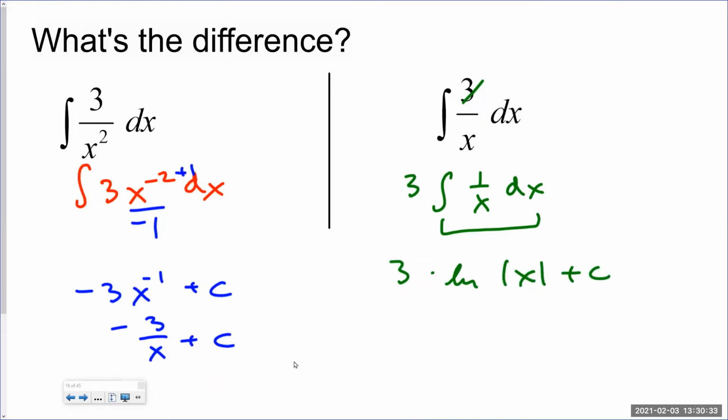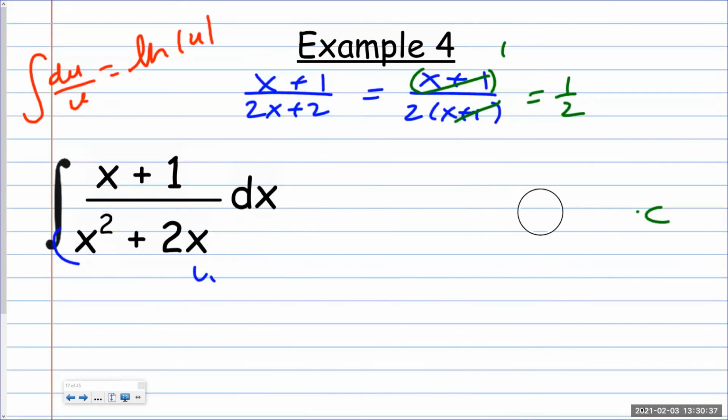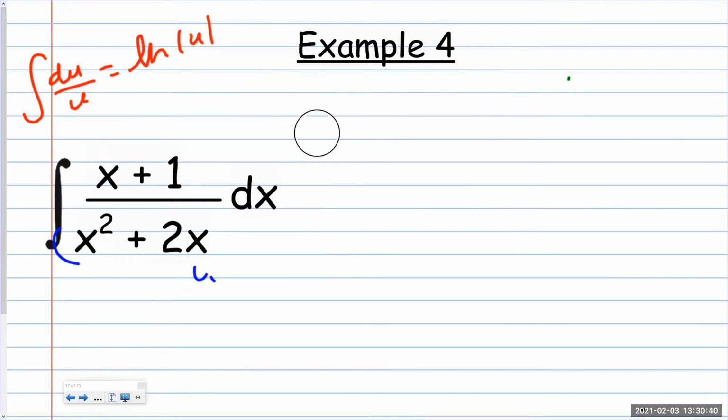Do you see how that works? Okay. So again, you've done so many hard problems. The easy ones are going to seem hard. So just remember, you know how to do the easy ones. All right, here's a problem. I'm going to make the entire bottom my u. I'm just going to try to see if it's an ln problem. If this doesn't work, then I just find another u and do it again. All right, what is the derivative of x squared plus 2x? I have to take the whole bottom. So what's the derivative of the whole bottom?